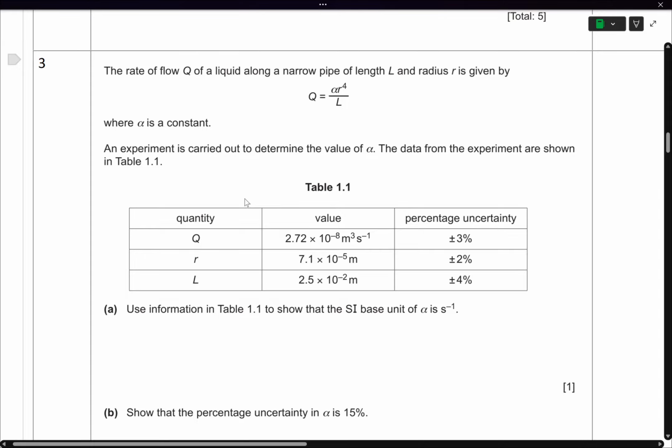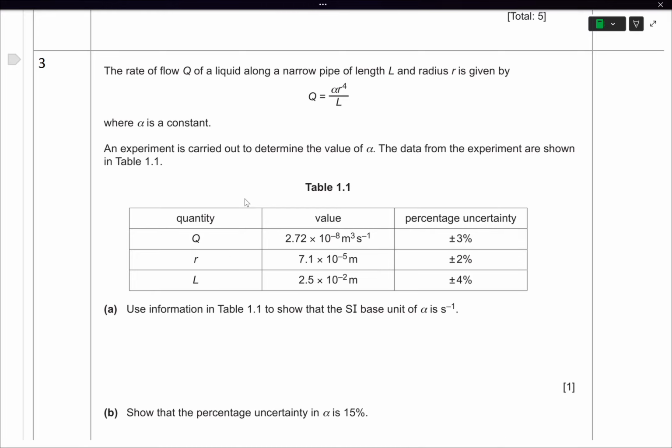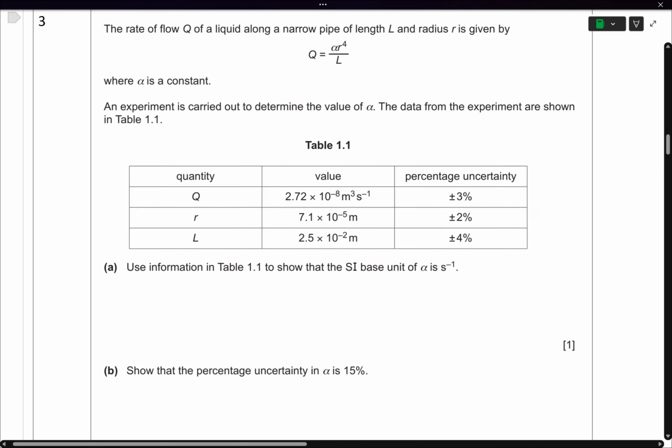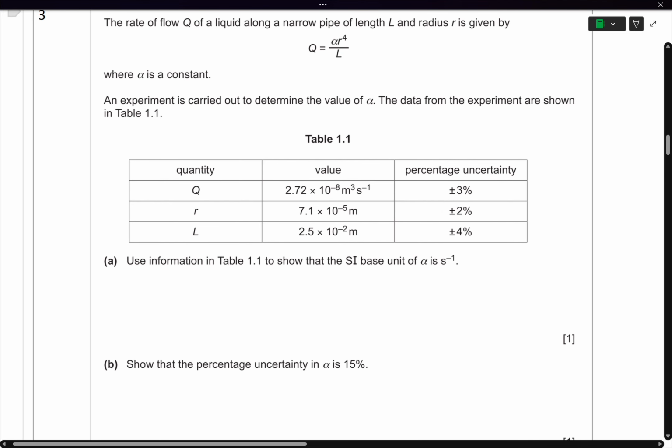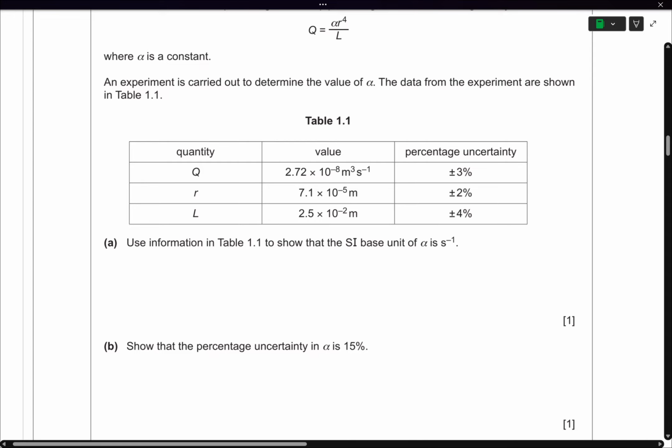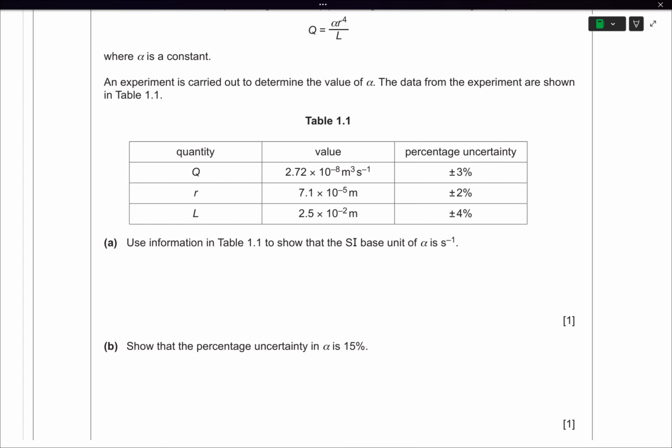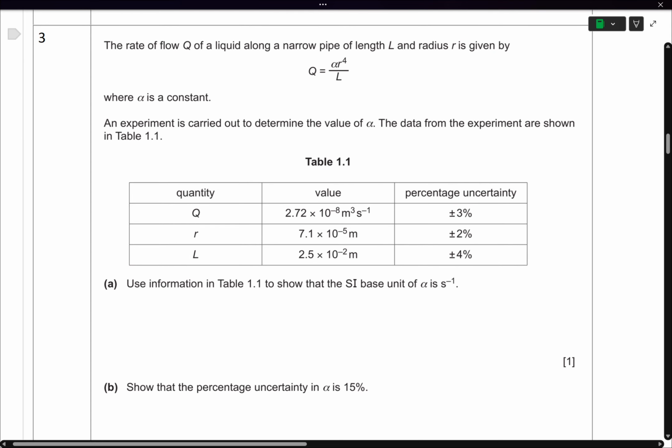Question 3 says the rate of flow Q of a liquid along a narrow pipe of length L and radius R is given by the equation Q equals alpha R to the 4 over L, where alpha is a constant. An experiment is carried out to determine the value of alpha. The data from the experiment are shown in table 1.1. Use the information in table 1.1 to show the SI base unit of alpha is seconds to the minus 1.